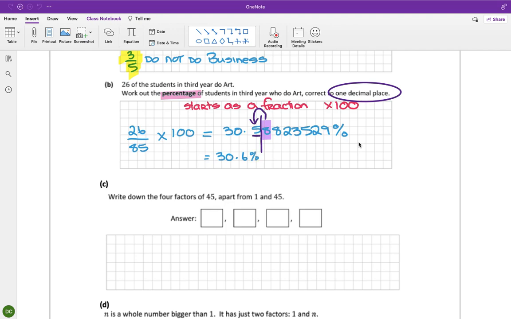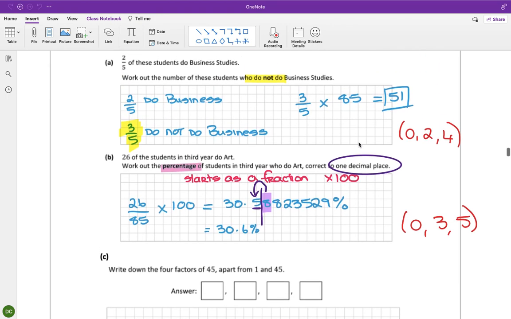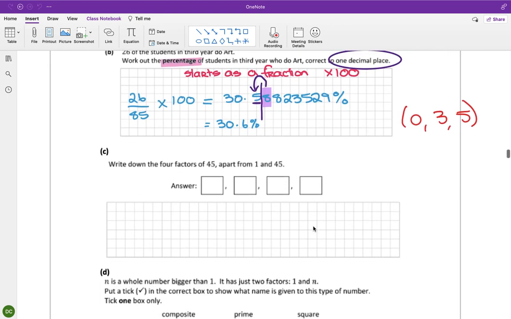Okay. I'll just get marks for you on that one. Okay, so 0, 2, 4 and 0, 3, 5 are the marks. All right, so you've one attempt there, I suppose.